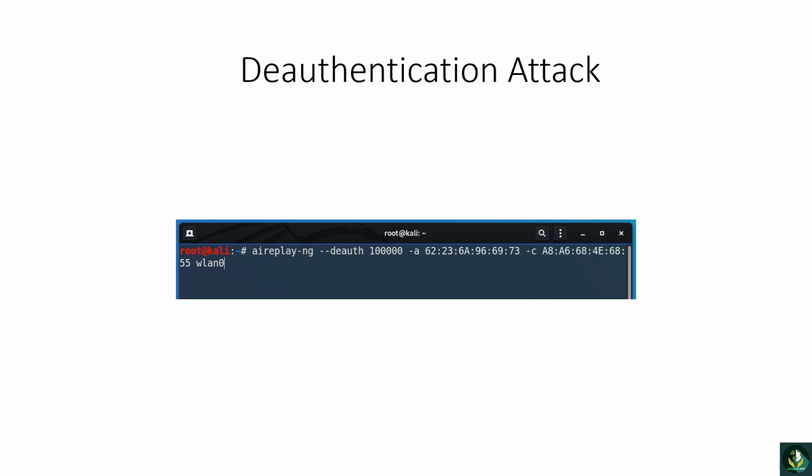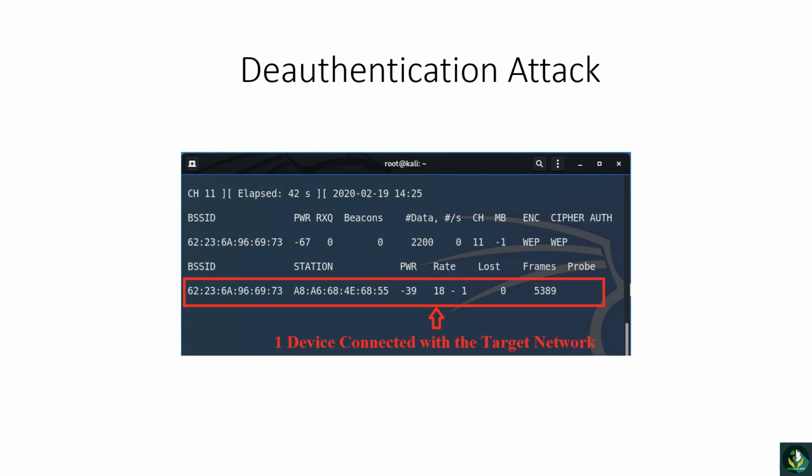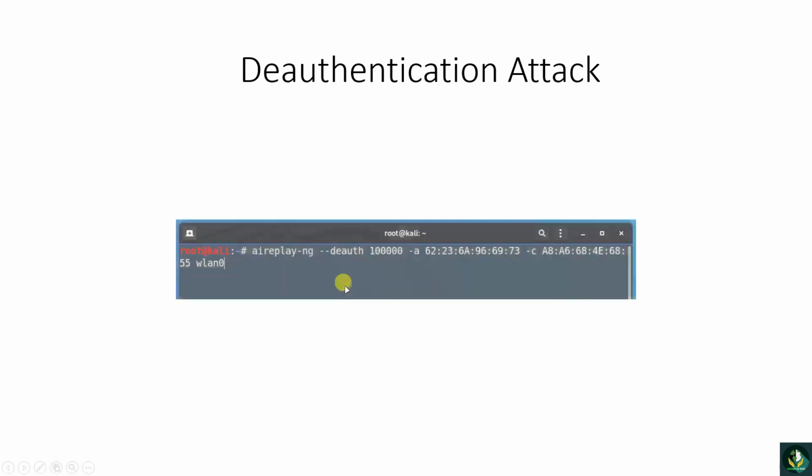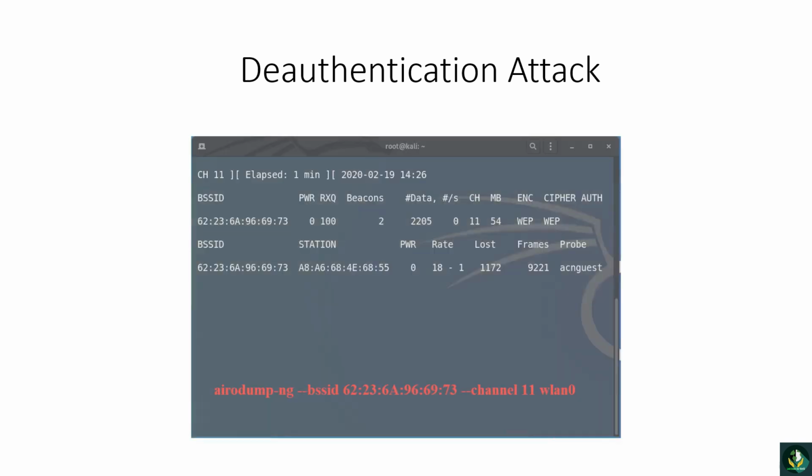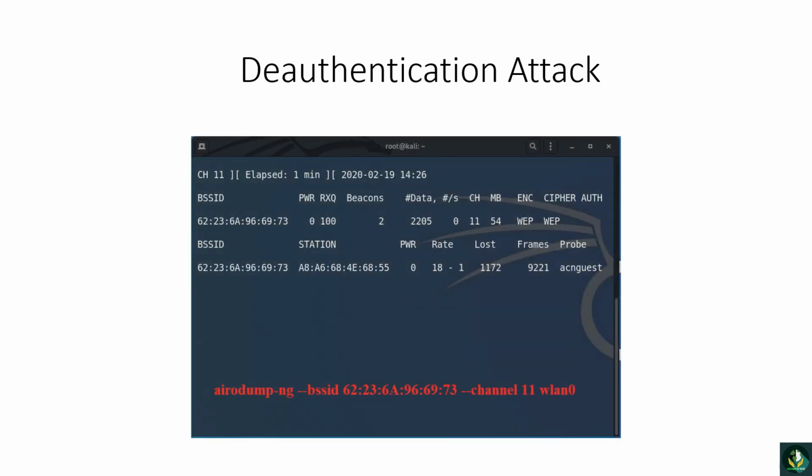So this MAC address is under the station column, as you can see, the station column. And wlan0 is the name of the wireless adapter in monitor mode. So after running aireplay-ng, the device having this MAC address will be disconnected from the internet, and the lost column, as you can see, shows a large number of lost packets.